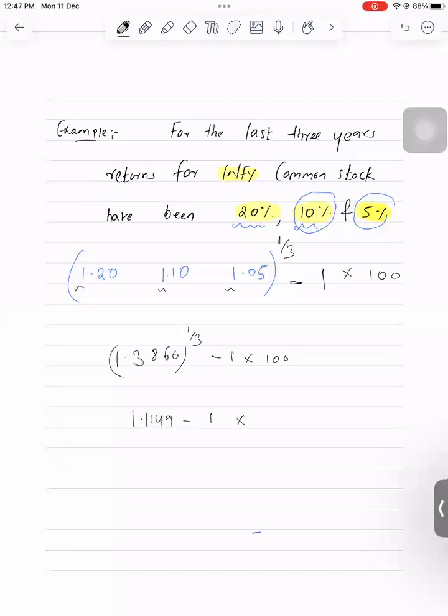Minus 1 into 100. When you do this calculation, you will get the answer 11.49%. This is the geometric mean. This means your returns are compounding at 11.49% every year. On an average, you are earning 11.49% every year. Geometric mean with compounding effect. Any confusion if you have, you can ask.